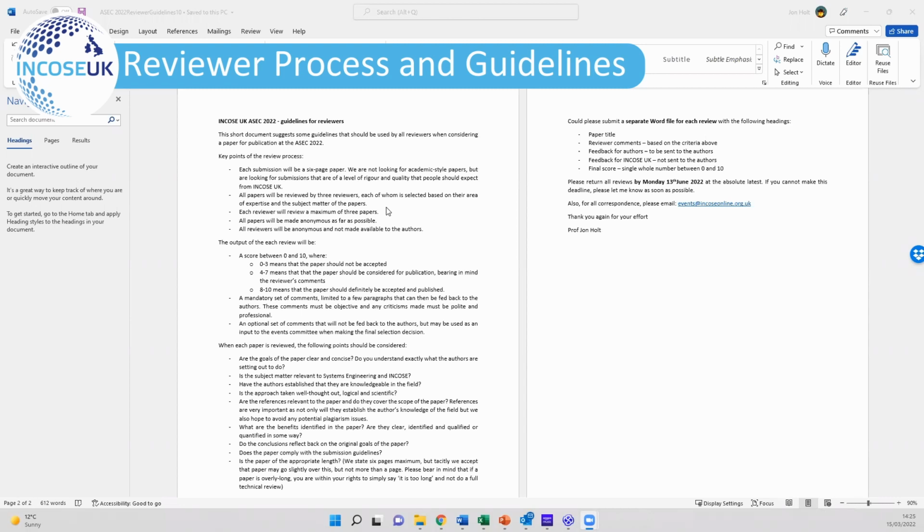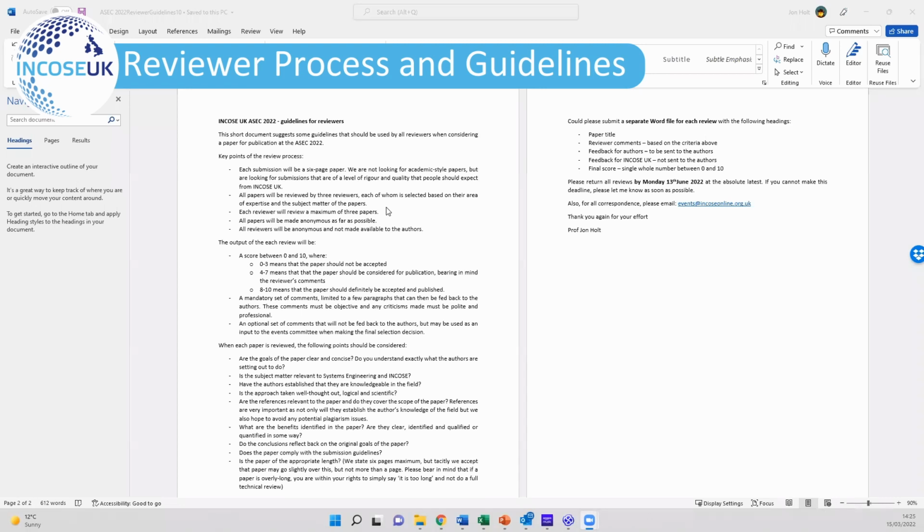Between 4 and 7 means that the paper should be considered, but there's going to be feedback to the authors that the authors have to take into account that might mean that they can improve the quality of the paper. An average score between 8 and 10 means that the paper should definitely be accepted and published.